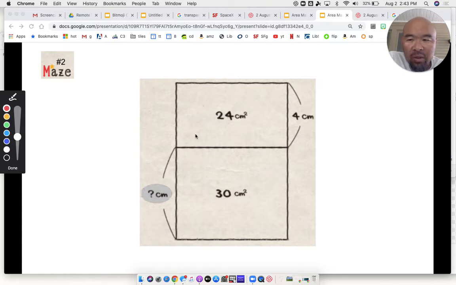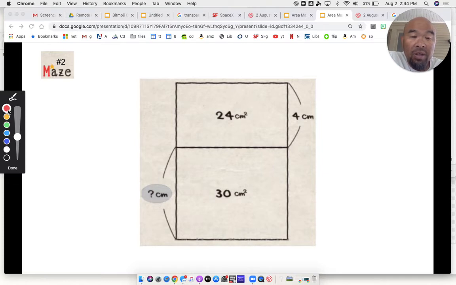And he's got this puzzle here, and you're basically just supposed to figure out what the missing length is. In this case, you've got a rectangle on top, area of 24, and the side of 4, and you've got a rectangle on bottom that has an area of 30, and you're trying to figure out this missing side. And so I'm going to let you think about it for a moment. Actually, pause it for a moment. You can take a moment to think about it, and you can unpause it once you're ready, and I'll talk about the answer.